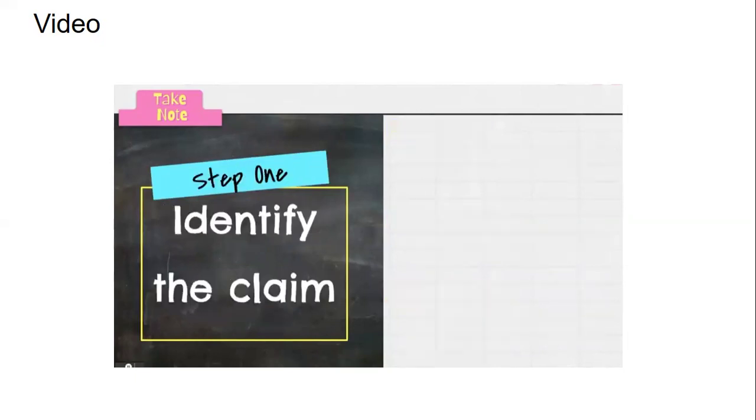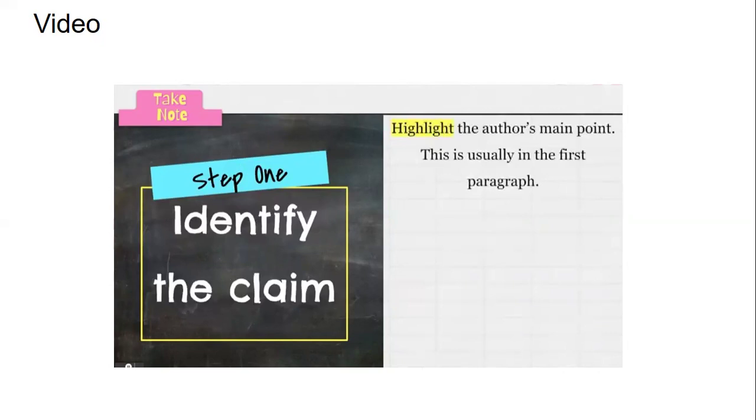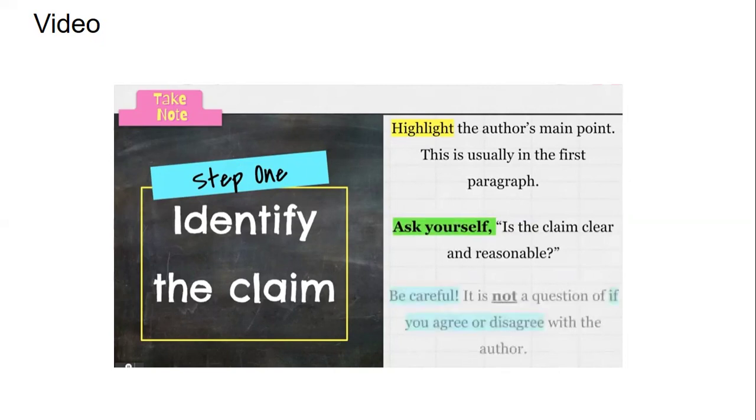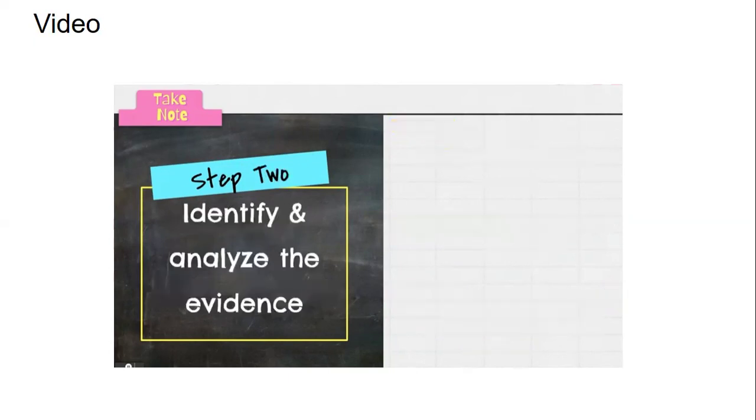So step one is to identify the claim. What you need to do is highlight the author's main point. This is usually in the first paragraph. They'll tell you why they are writing this article or this paper. Then you need to ask yourself, is the claim clear? Is it reasonable? Does it make sense? But be careful. It is not a question of if you agree or disagree with the author. It's, can you pick out the claim? Can you pick out the author's main point? It doesn't matter if you agree or disagree with them.